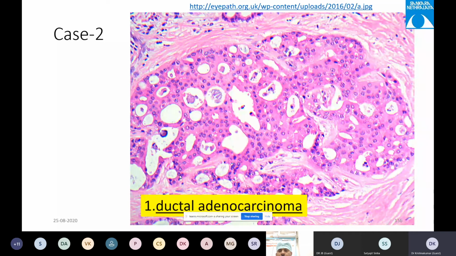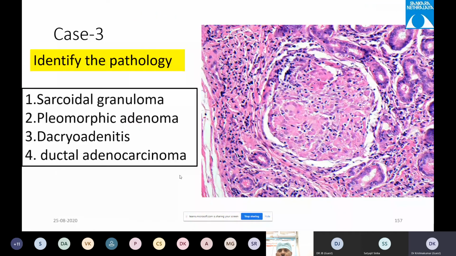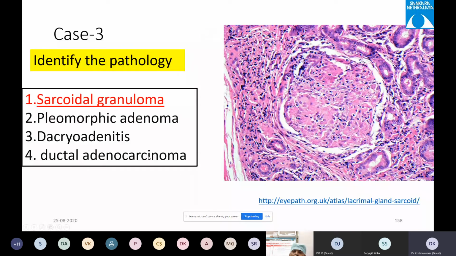What is this? This is something Dr. Biswas likes. Is this something in the lacrimal gland, whether it's a sarcoidal granuloma, pleomorphic adenoma, dacryoadenitis or tumor? The answer is sarcoidal granulomas. Granulomas can also occur in the lacrimal gland. You can get tuberculosis of the lacrimal gland, but sarcoidosis is very common in the lacrimal gland.